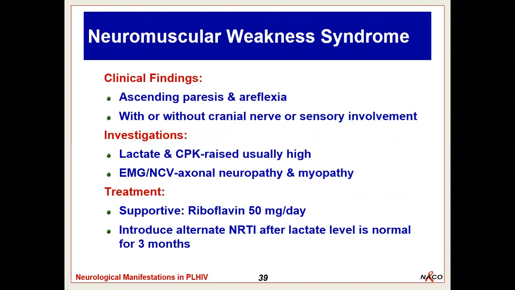Then you also get neuromuscular weakness syndrome. Typical clinical findings could be ascending paralysis or areflexia, with or without cranial nerve or sensory involvement. Typical investigations, you get lactate and CPK raised, which you get in any neuromuscular weakness. And then the treatment is supportive, riboflavin, and introduce alternate NRTIs after lactate level is normal for 3 months. So this was the previous good practice.